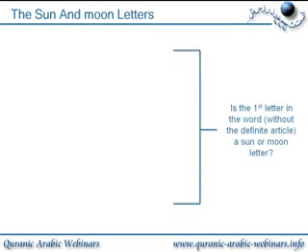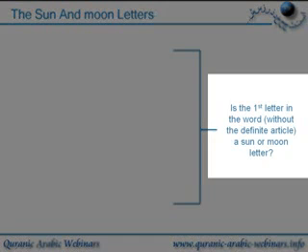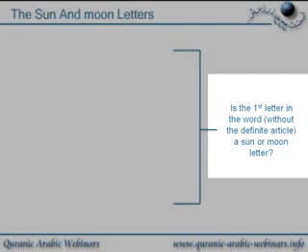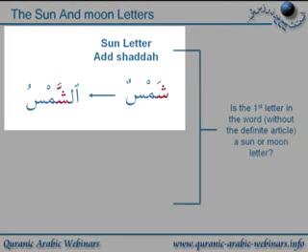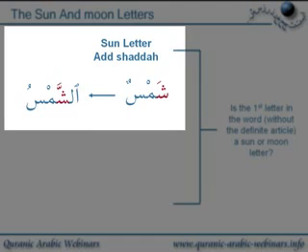Okay, so now we get into why we need to know these sun and moon letters. So I'm just going to read this. We're going to ask ourselves a question, and this is again for the noun. Is the first letter in the word, and in our case we're really talking about nouns, a sun or moon letter? And in the brackets I've got without the definite article, i.e. if you look at a word without the definite article added to it, is the first letter a sun or moon letter?